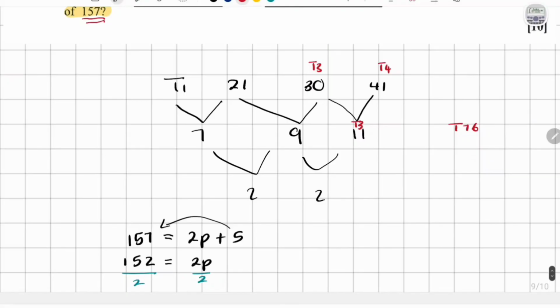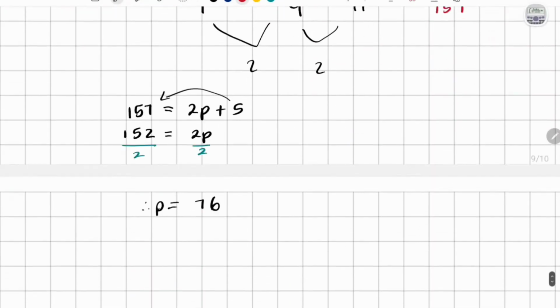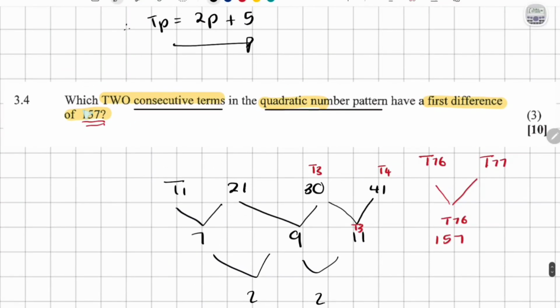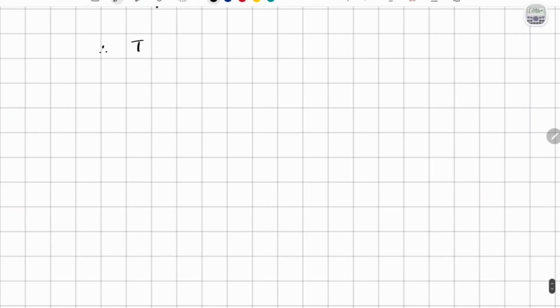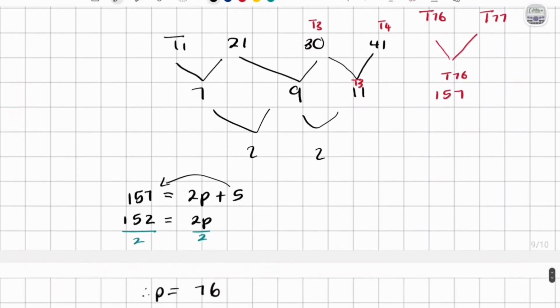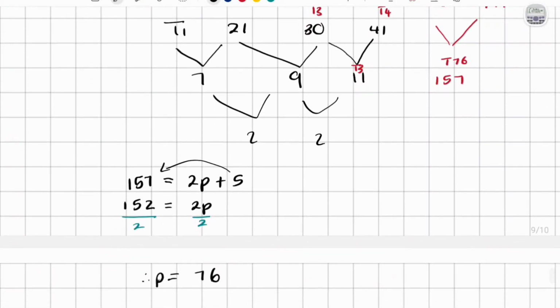So the two terms in the quadratic pattern that are going to have this first difference of 157 would be the 76th term and the 77th term. So I want you to always see how that works. You can answer by saying, therefore, it will be, you can just read the way the question was asked. They asked which two consecutive terms will have this. So you can say the 76th and the 77th term. And there we go. So that is the final answer for question 3. And we're done with question 3. And then we move on to question 4, which is on functions.